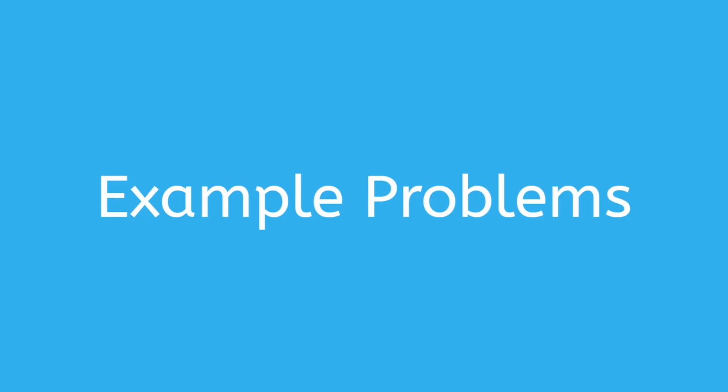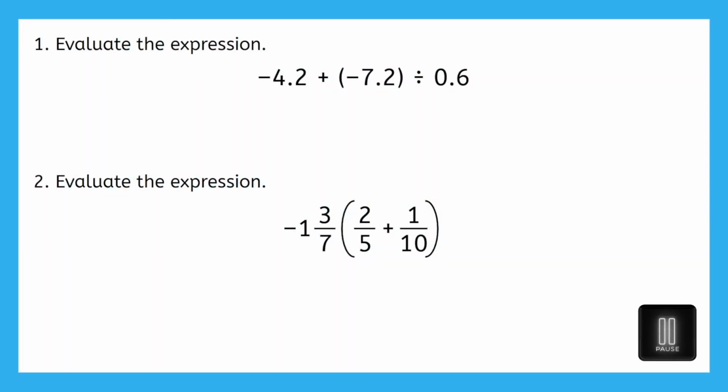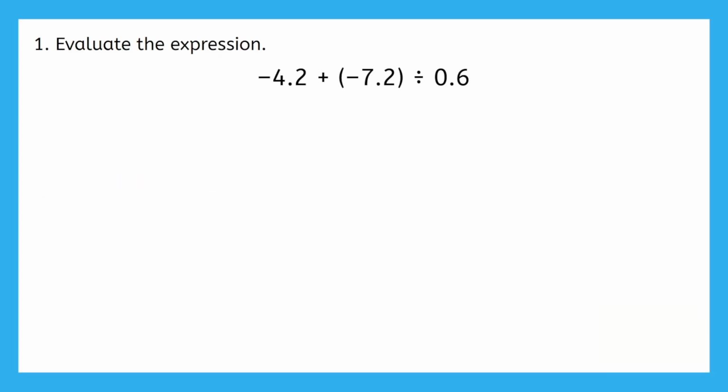Now that we've practiced evaluating multi-step expressions with rational numbers, try a few on your own. Pause to evaluate these expressions. Let's look at example 1 first. There aren't groupings or exponents, but there is division, so divide negative 7 and 2/10 by 6/10.